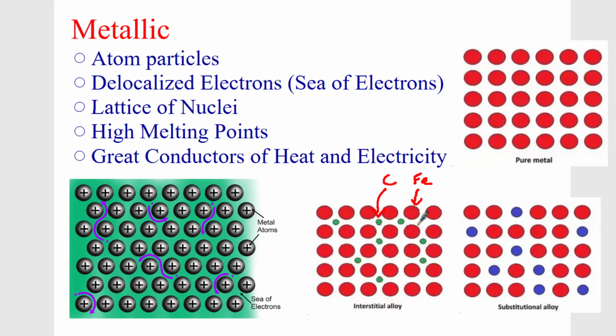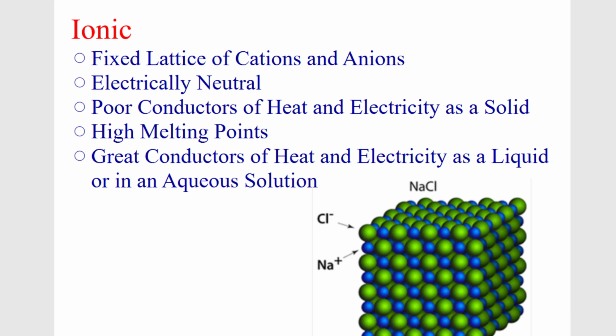We also have what's called a substitutional alloy. A substitutional alloy is when we take something like iron atoms here, and we mix it with something like cobalt, something that is very similar in its size, and that's called a substitutional alloy. Things like brass would be a substitutional alloy, steel would be an interstitial alloy, and you can see those are metallic intermolecular forces.